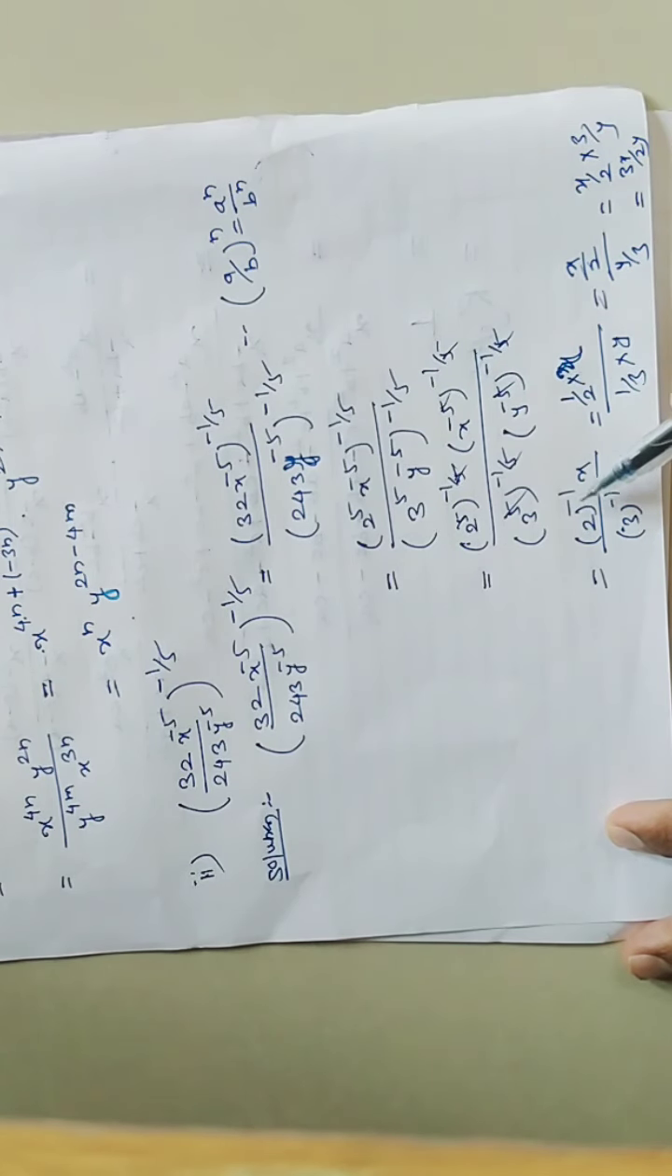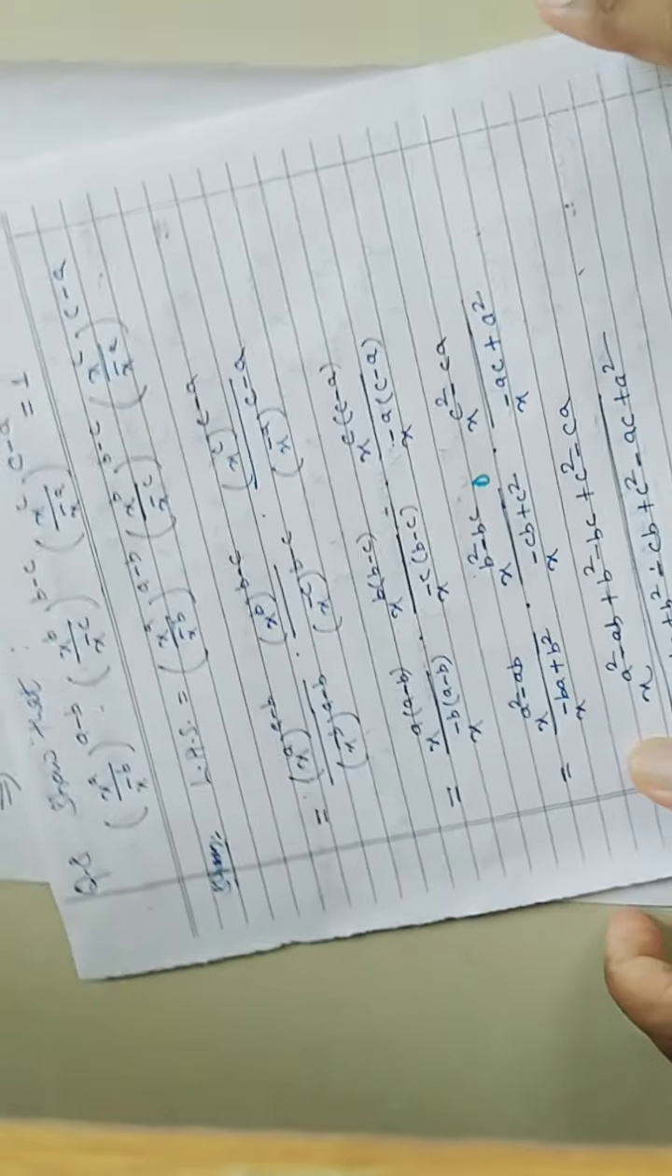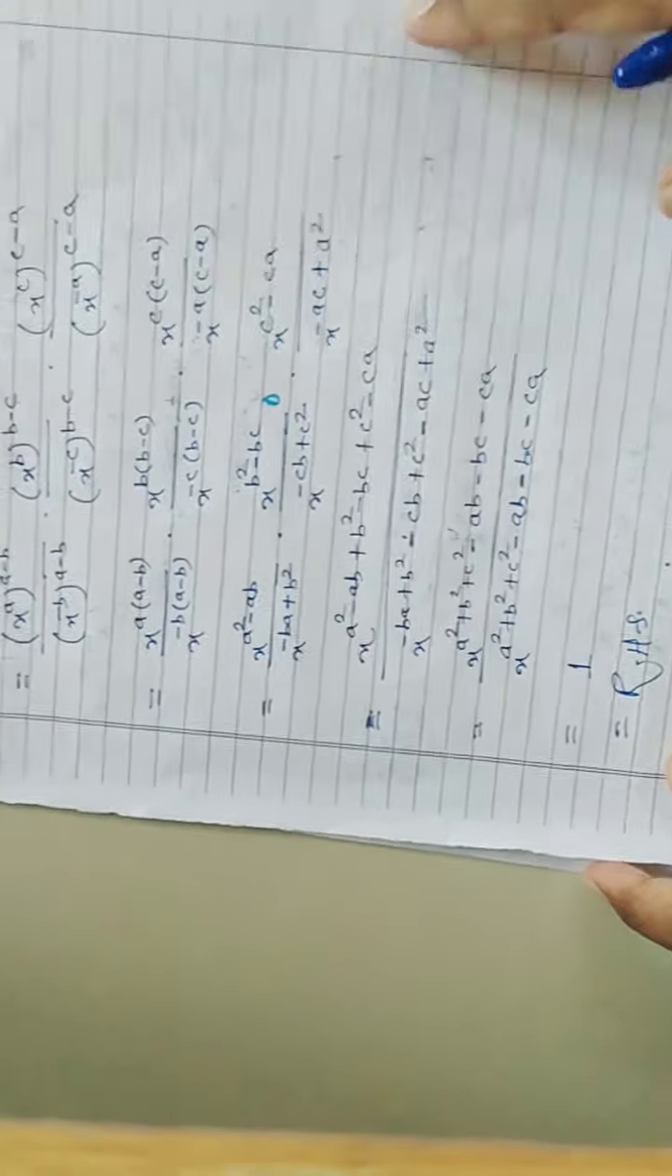So we can write 2 raised to the power minus 1 as 1 upon 2 multiplied with x, divided by 3 raised to the power minus 1, which is equal to 1 upon 3 multiplied with y. So this is x upon 2 divided by y upon 3. The reciprocal of y upon 3 is 3 divided by y, so the product of numerators is 3x and the product of denominators is 2y, which is the required answer. Now we will see the next question from this exercise.